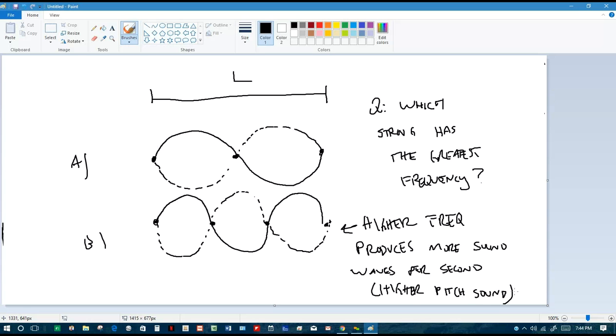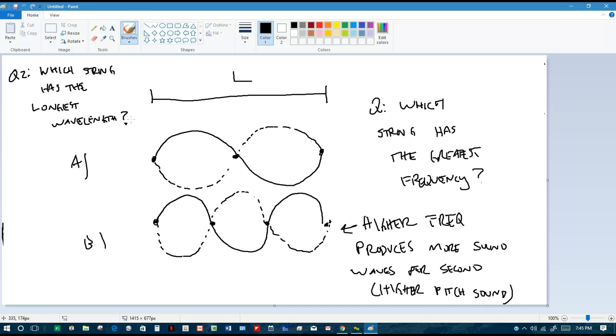And then another question would be, which string has the longest wavelength? I haven't shown you this yet, so that was just me asking to see if it's something you read about or saw in the pictures. But I haven't mentioned wavelength yet.